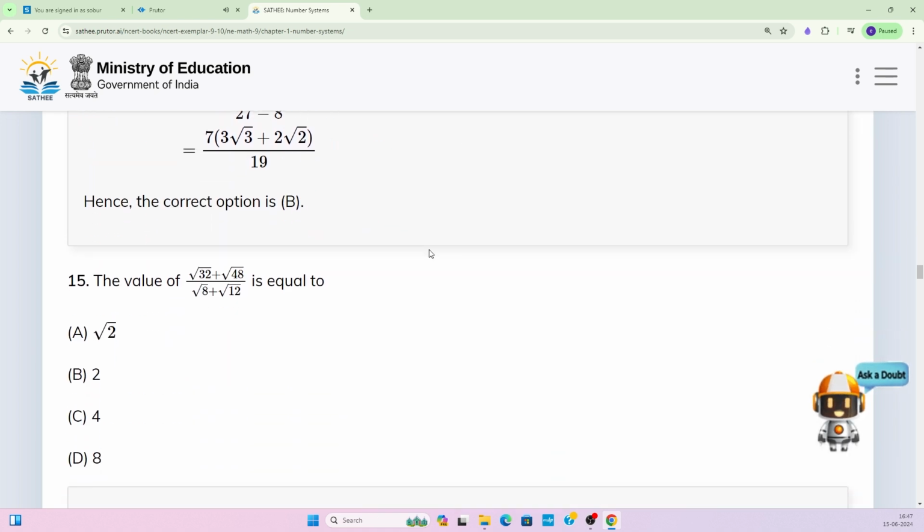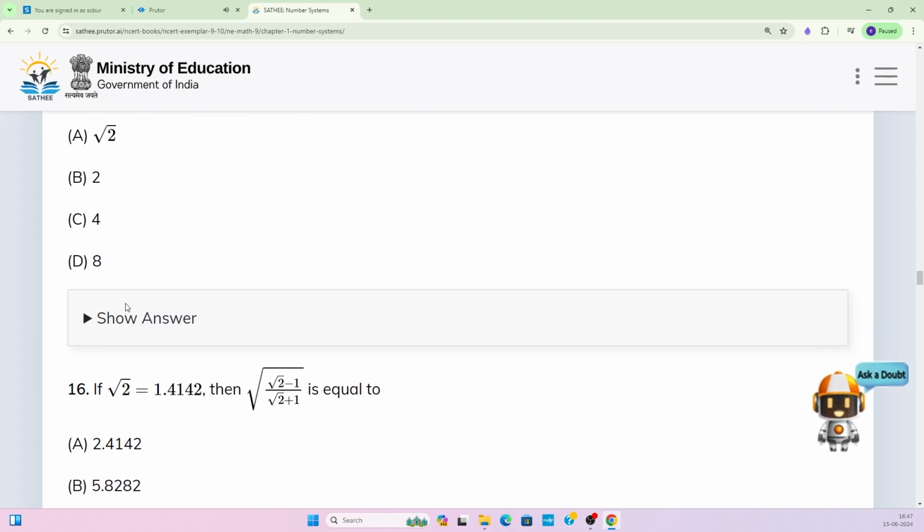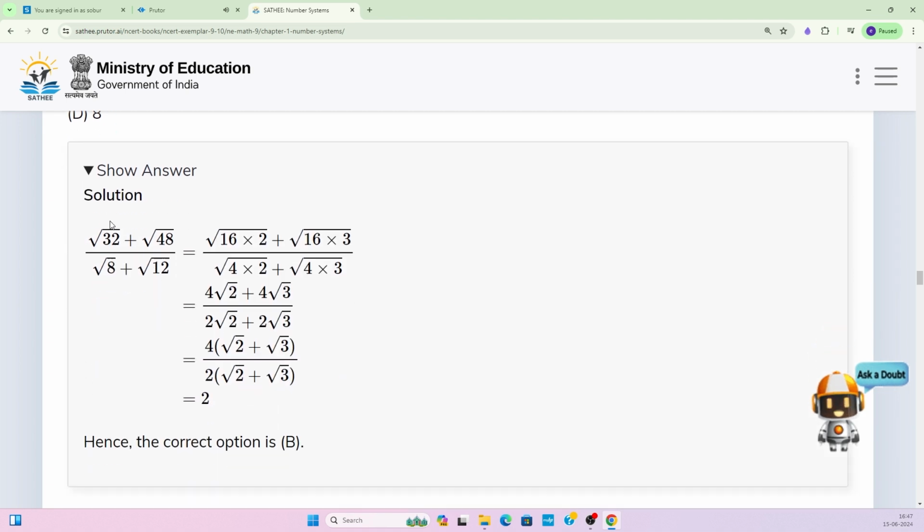Okay, so now let us move to the next problem. Here in the next problem we have to find the value of (√32 + √48) divided by (√8 + √12). So let us find the value. Here √32 + √48 is actually √(16×2) + √(16×3), and in the denominator √8 + √12 is √(4×2) + √(4×3).